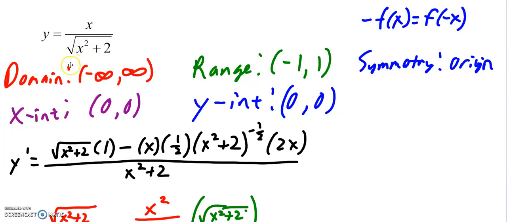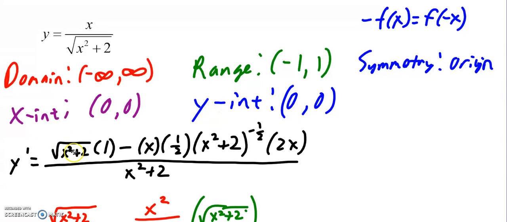So last one, here we go. This one, the domain is all real numbers. The range, -1 to 1. Symmetry is the origin. We can do that by actually testing out their test for symmetry, or again, we can see that from the graph once we get there. So same with the range. We'll come back to that. X-intercept is (0, 0). Y-intercept is (0, 0).